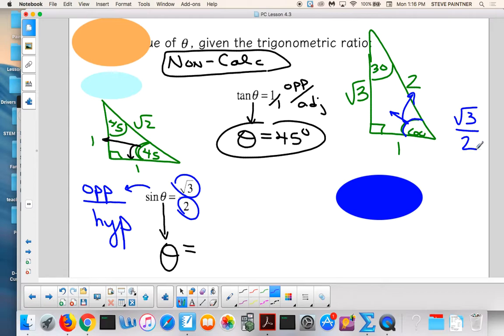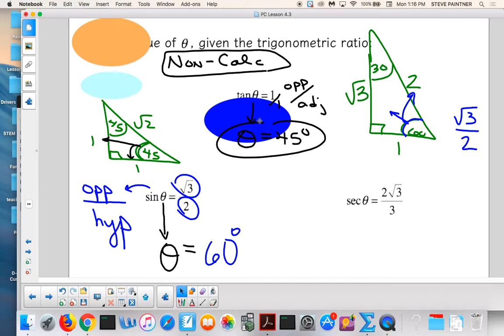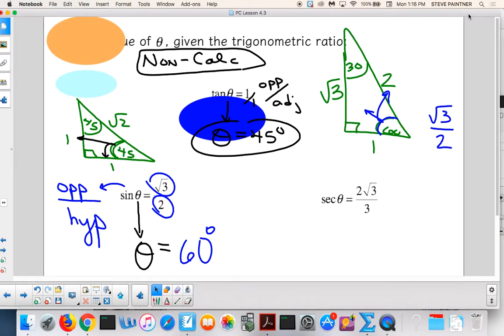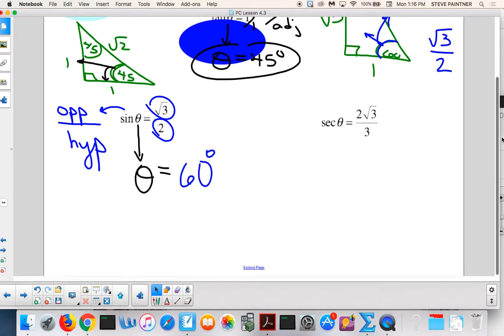Yes. So we got it, and I didn't mean for that to happen. I should have tried the 30, but I didn't. Would the 30 have worked? No. Opposite of 30, 1 over hypotenuse 2. 1 over 2 is not that. It's not right. You good? Okay. Try it again. Secant of theta equals 2 square root of 3 over 3.